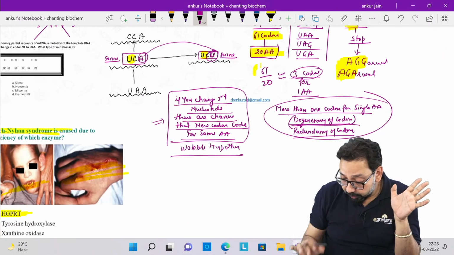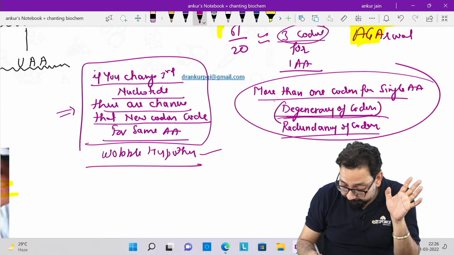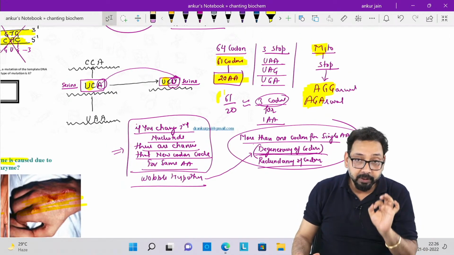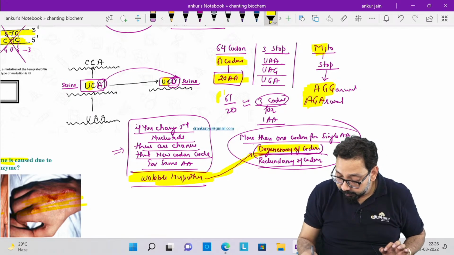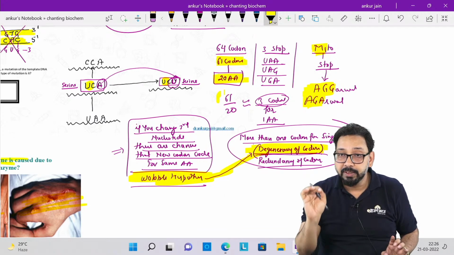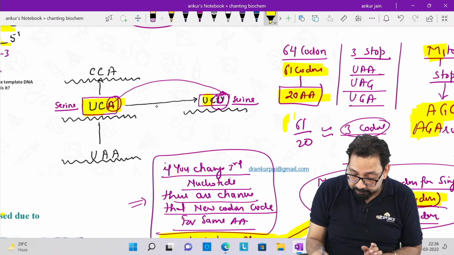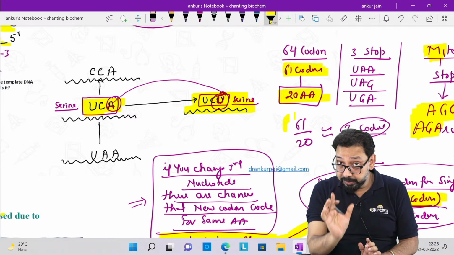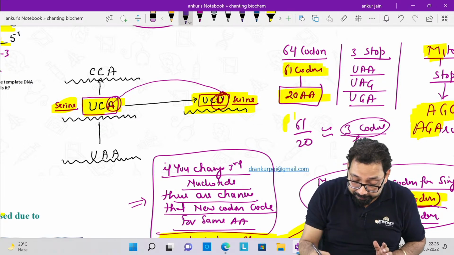Yes, question was asked in INICET. Wobble hypothesis can be explained by. Yes, they are asking difficult question, I know, but Wobble hypothesis can be explained by degeneracy of codon, means more than 1 codon for single amino acid. And if one codon is replaced by a different codon coding same amino acid, this is serine, then this is called silent mutation.